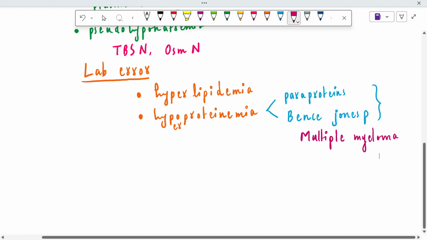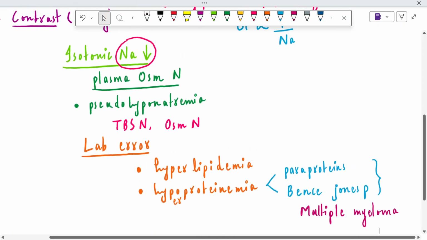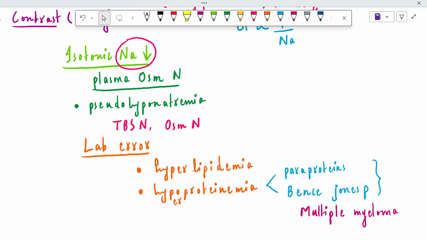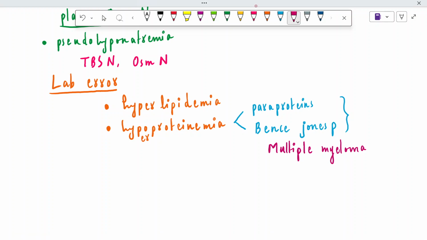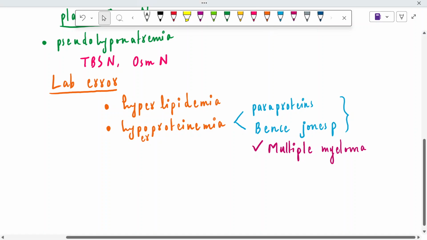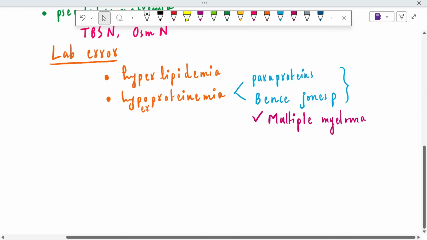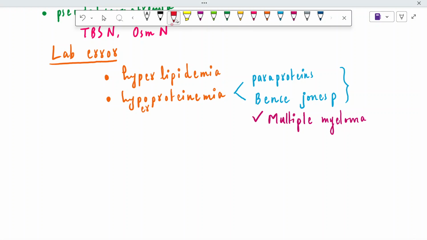It is called pseudohyponatremia, in which the total body salt is normal and the osmolality is normal, but due to lab errors, other substances interfere with the measurement of sodium, like lipids and proteins, such as Bence-Jones proteins and paraproteins, which are due to multiple myeloma. These molecules can alter the values of the sodium.